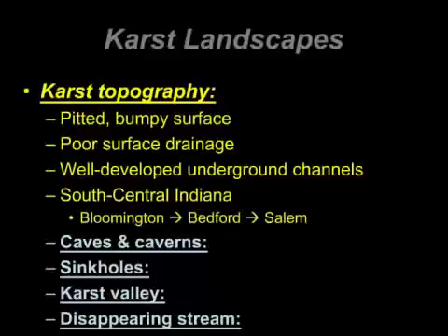Now let's discuss some specific landforms created from this chemical weathering form. First off, you're going to get a very pitted, bumpy surface. So think about a golf ball. A golf ball has all those dimples, very similar to what we would find here in a karst landscape area. Further, it's going to have poor surface drainage.